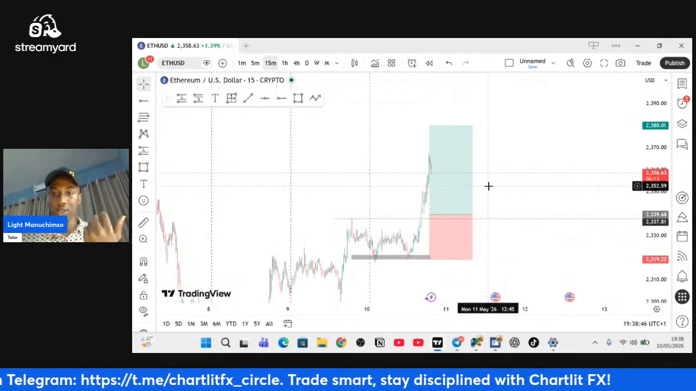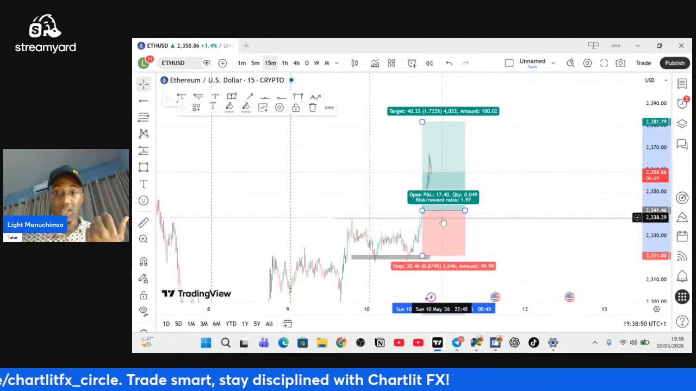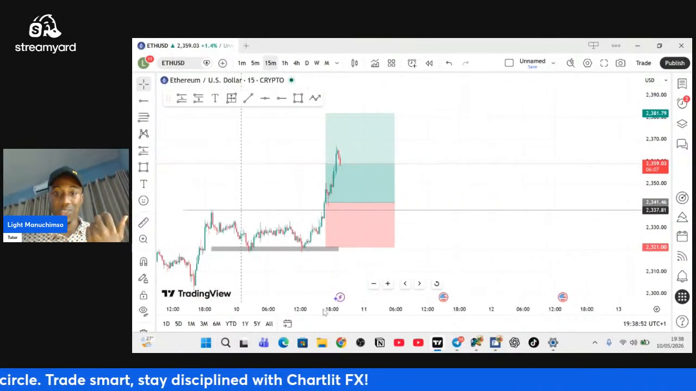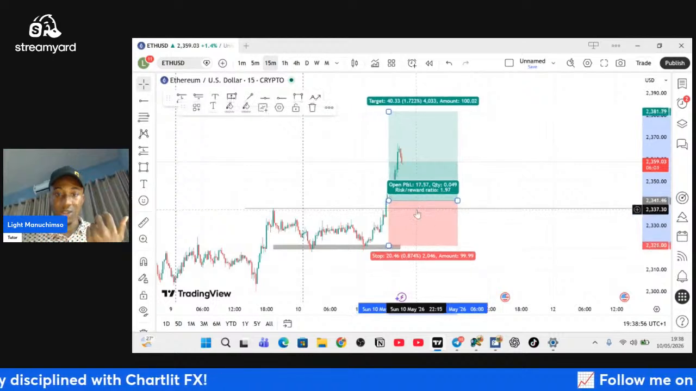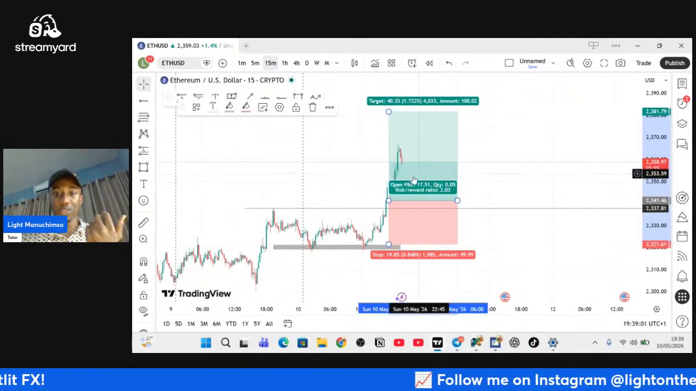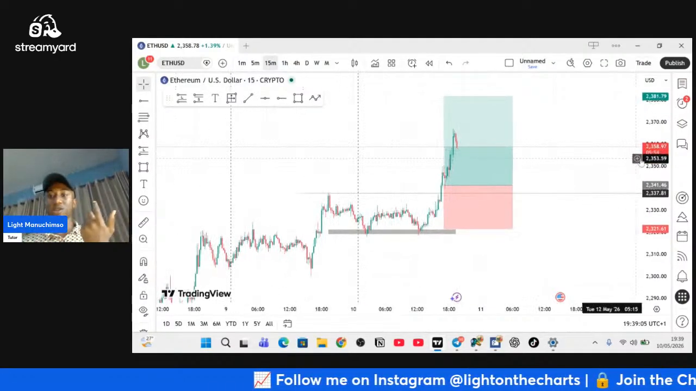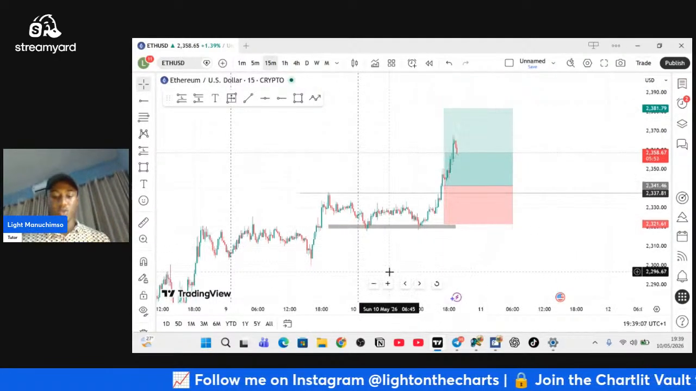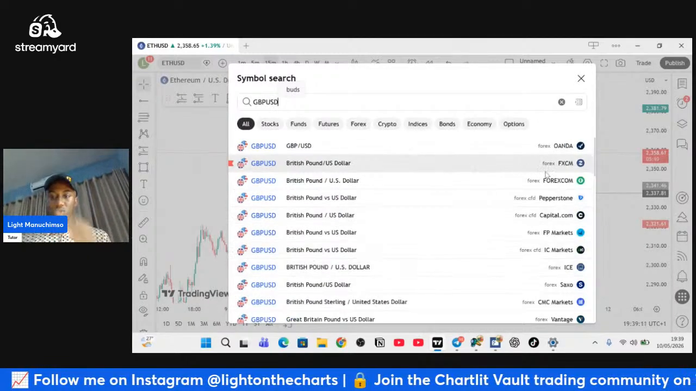I'm not going to be getting in right here because price is expensive. If this was a weekday and I was trading Ethereum USD, the moment I saw this break, the momentum right here, I would have gone in with my stop loss and would have been in profit a few pips away from take profit. So that's just how I set my stop loss. Let me use GBP USD.